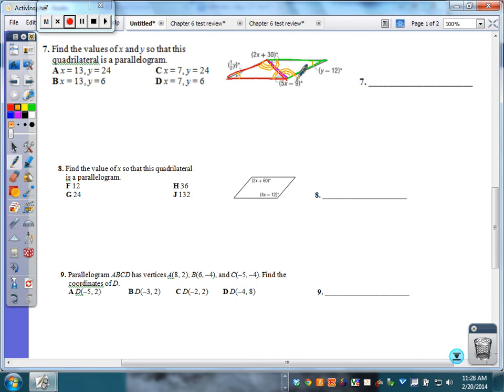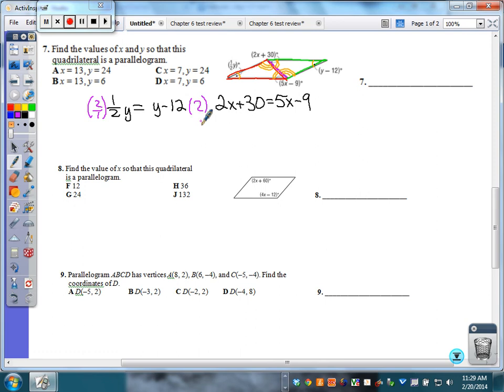After I know that, I can just set these congruent to each other. So if this angle right here is congruent to this angle right here, then 1/2 y will equal y minus 12. Same thing. If this angle right here is congruent to this angle right here, then we have 2x plus 30 equals 5x minus 9. So when we divide by a fraction, we're really just multiplying both sides by the reciprocal.